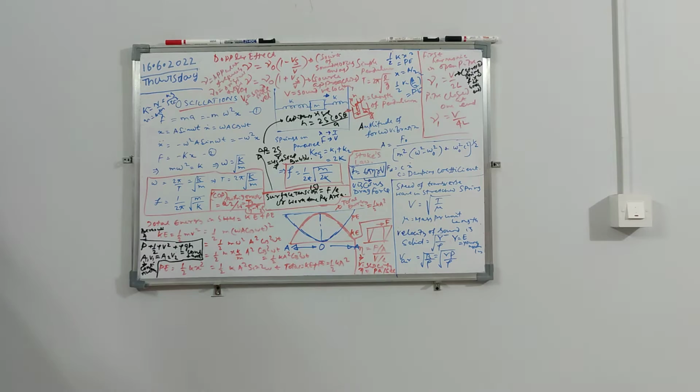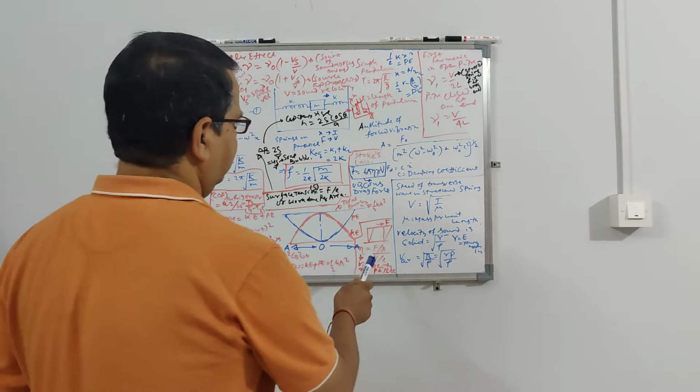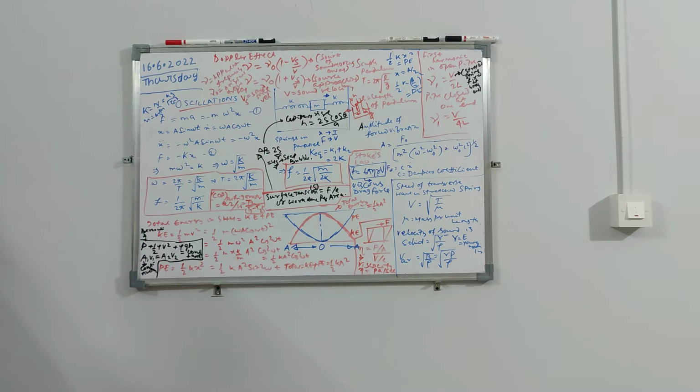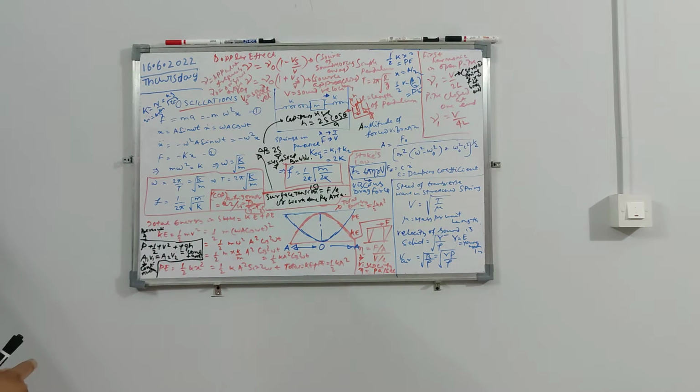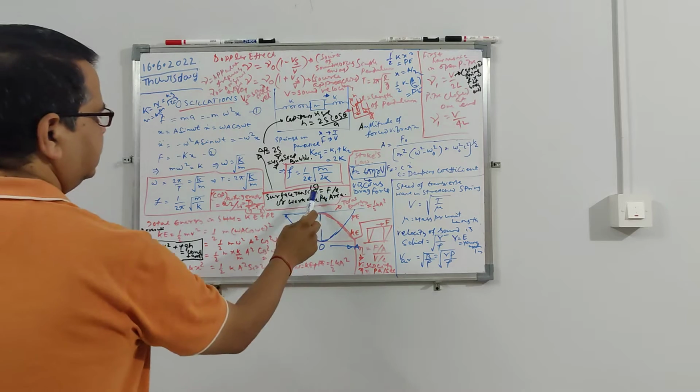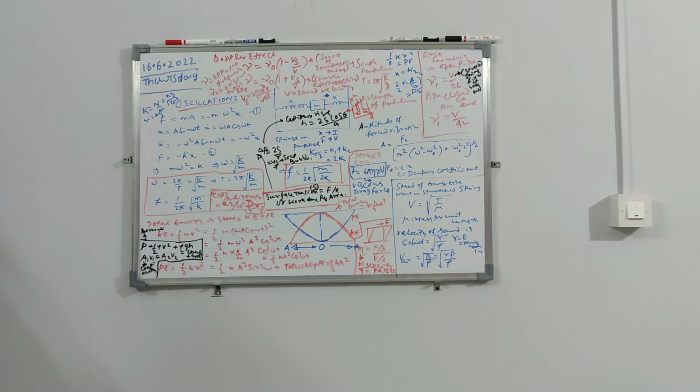Then recently we were discussing surface tension. Surface tension is nothing but force per unit length, or work done per area. So work by area or force per length, that is surface tension. If someone asks you the dimension of surface tension, it is nothing but Newton per meter.